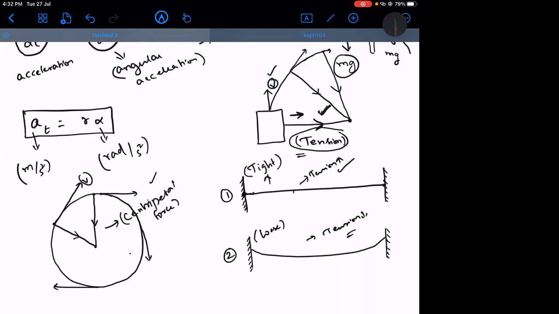And what is the name of the force which is acting towards the center? It's called centripetal. If you try to break the name into two parts, centri is derived from the word center, and petal means seeking. So any force that is seeking towards the center of the motion of an object is called centripetal force.